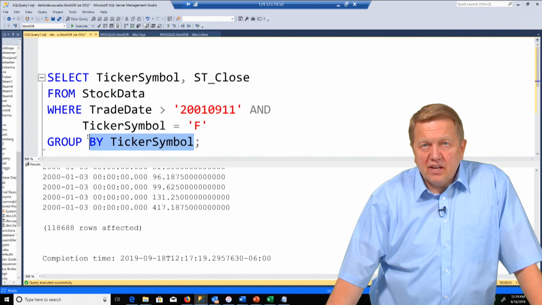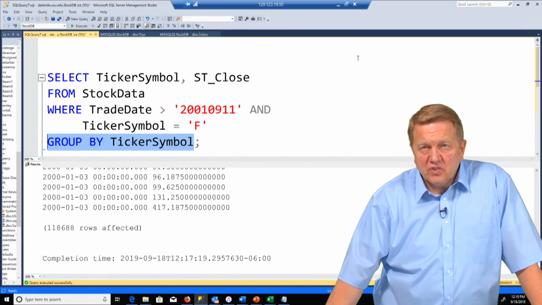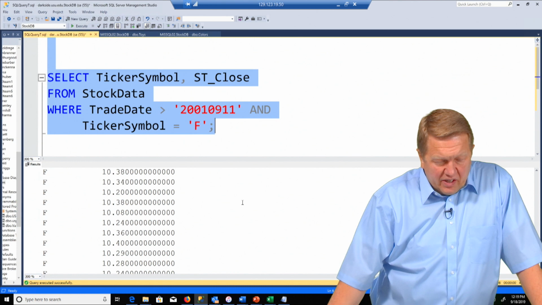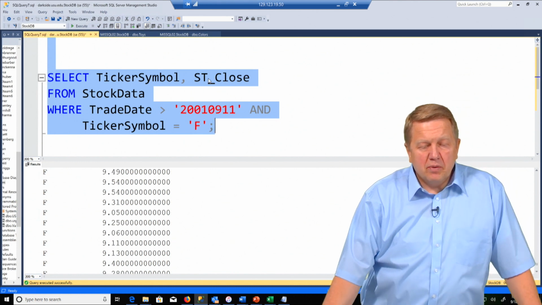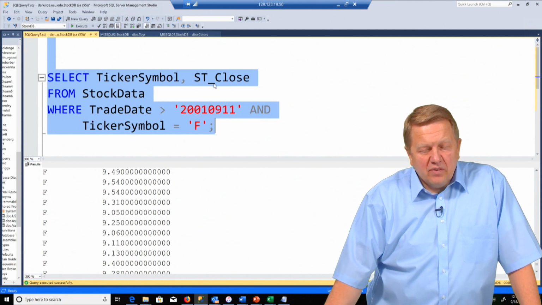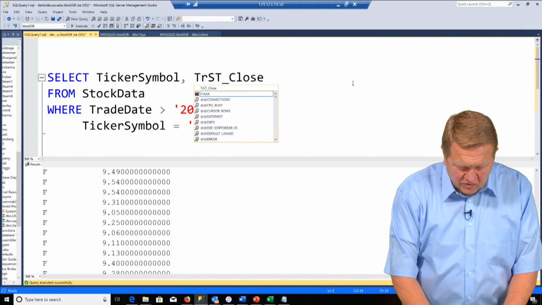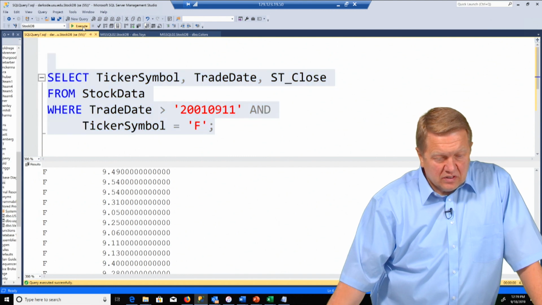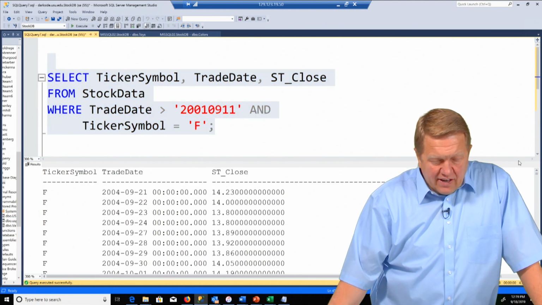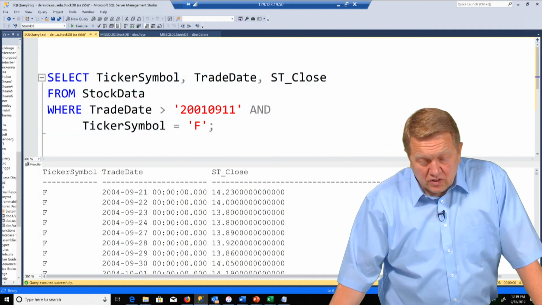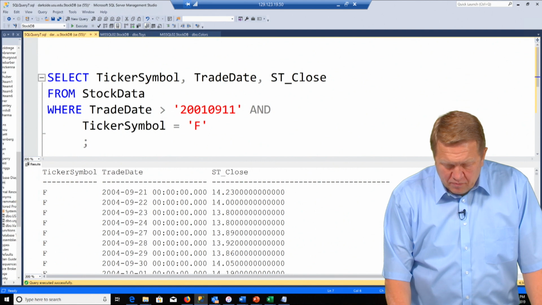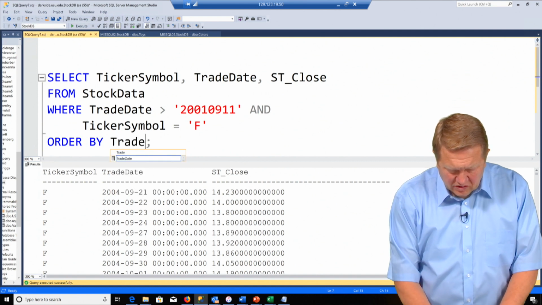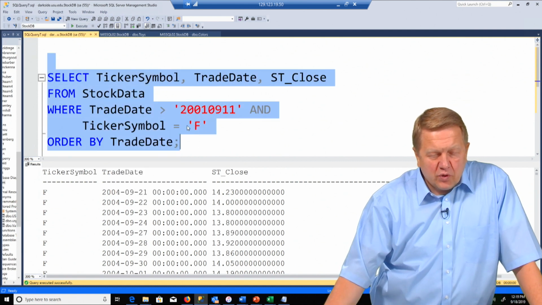Actually, in this case, let's just take out the group by because we don't even need that now. And that's my favorite answer right here. So we'll run that, and we'll see the prices for after 9/11. If you wanted to see the trade date here, you could add the trade date to the question. And you could see anything after 9/11. And maybe if I ordered by trade date, let's just add that. And we could add that to our query.